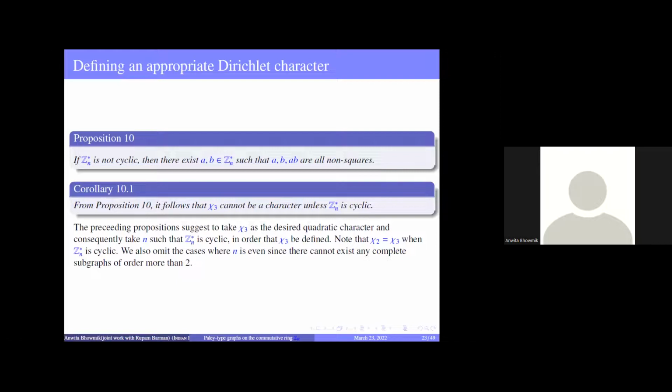Okay. So by a famous result of Gauss, we know that Zn star is cyclic if and only if n is either 2, 4, p to the power alpha where p is an odd prime, or 2 times p to the power alpha where p is an odd prime. So these are the 4 cases where Zn star is cyclic. And among those cases, we omit the cases where n is even because there cannot exist any complete subgraphs of order more than 2. So since our aim is to calculate the number of complete subgraphs of orders 3 or 4 or higher, that's why we omit the cases where n is even.